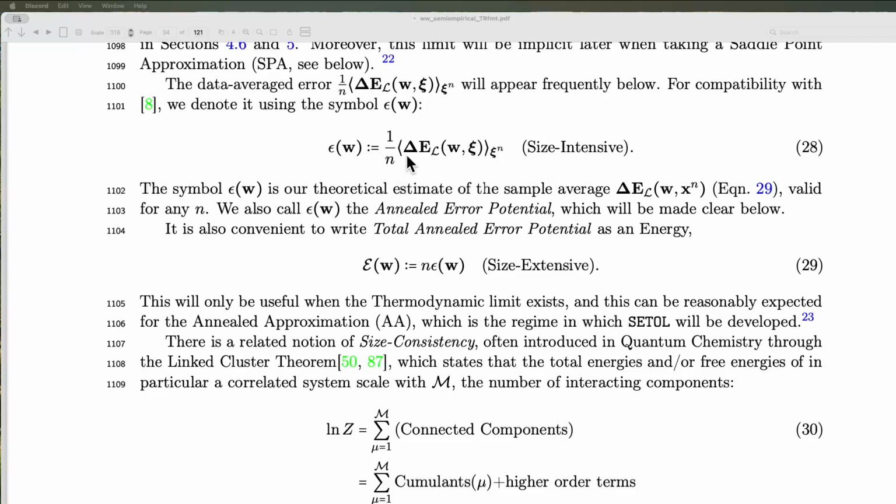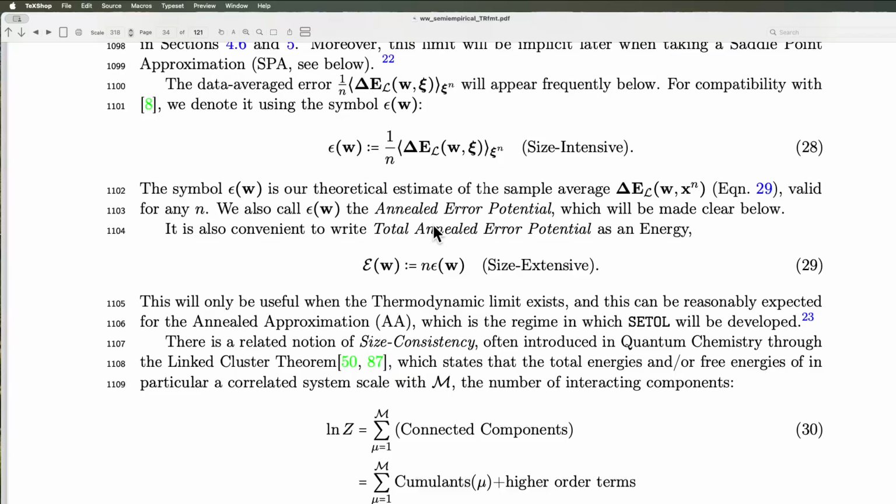Now actually this is a little tricky. Technically this is only true in the high temperature case that you have this nice result, because typically this would be a statistical quantity. When you compute this effective potential, epsilon of W, we're going to do it in the high temperature case. I have to check the paper to make sure, but I think this particular result is only useful in the high temperature case. We call this the annealed error potential. But it's what we're going to be using all the time.